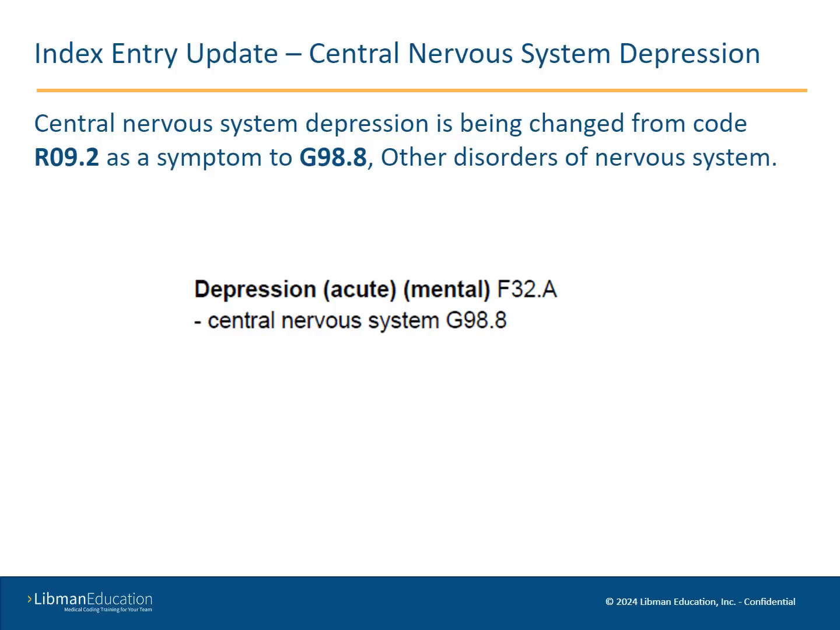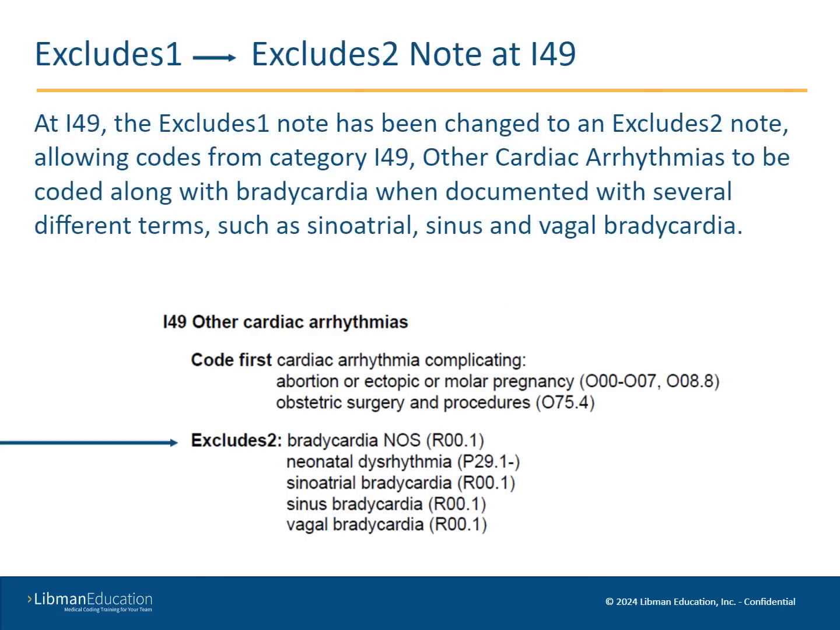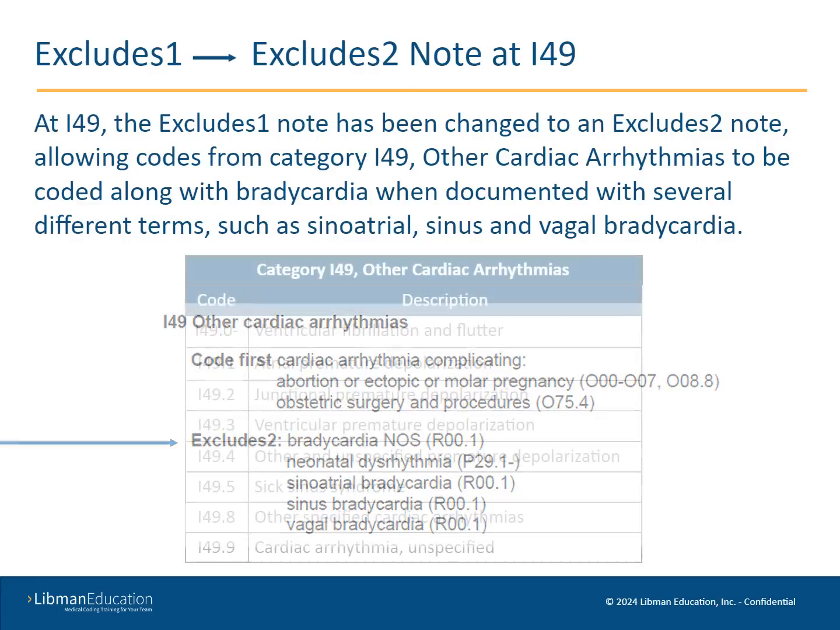The central nervous system depression is not really a symptom. It's a physiological state that can result in a decreased rate of breathing, decreased heart rate, and loss of consciousness, possibly leading to coma or death. At I-49, the Excludes 1 note has been changed to an Excludes 2 note, allowing codes from category I-49, other cardiac arrhythmias, to be coded along with bradycardia when documented with several different terms such as sinoatrial, sinus, and vagal bradycardia.